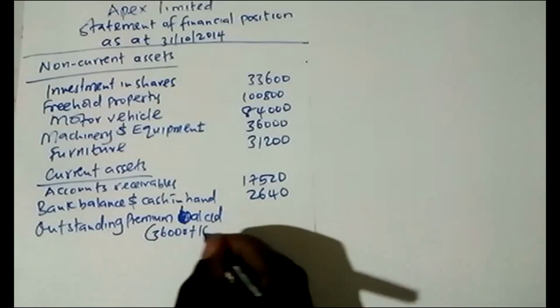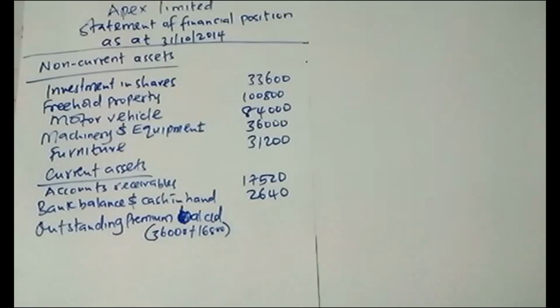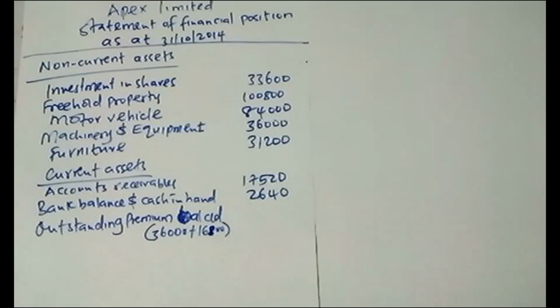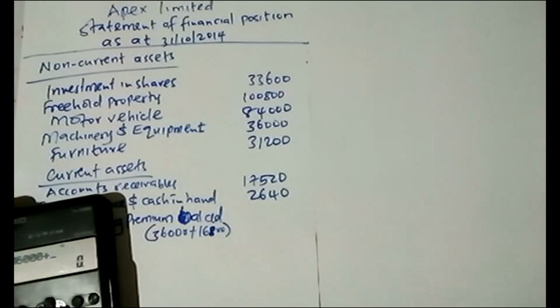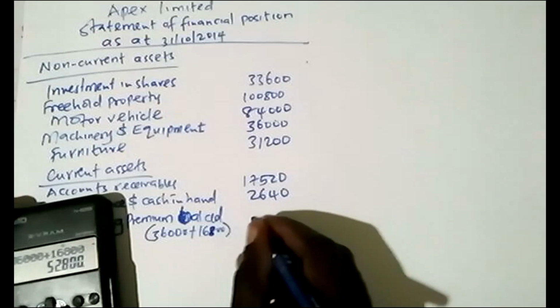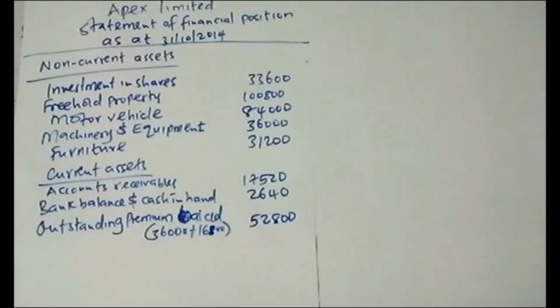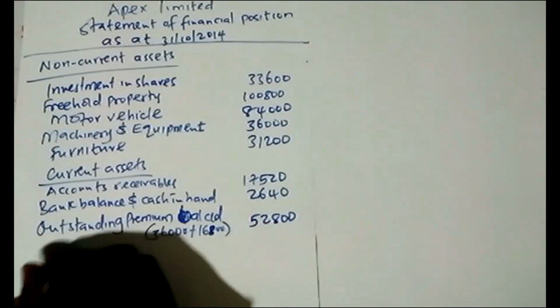So you add the two. 36,000 plus 16,800. So I'm getting, it cannot be 20, because 36,000 plus 16,800 is 52,800. So that is 52,800. After that, another thing you can record is all about the commission.